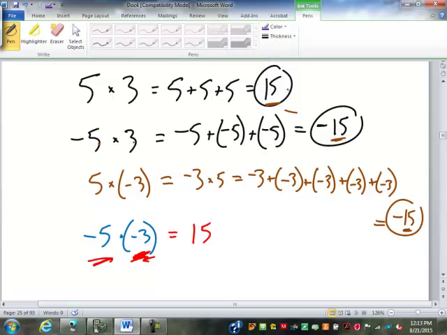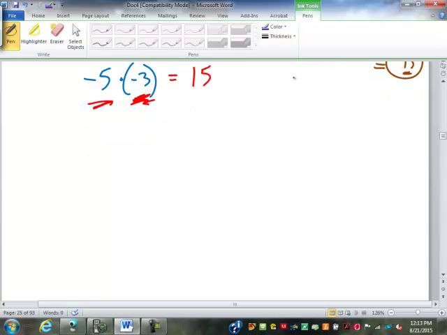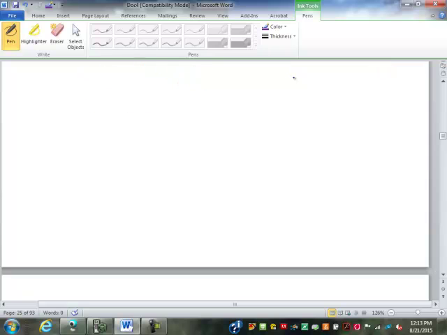This happens actually quite a bit in math, where our basic definition doesn't work for a particular example. So what we do to figure out how to do it is we look for a pattern, and we define the answer to that problem to be whatever makes our pattern work. So we've already established that negative 5 times 3 is a negative 15. So let's keep going with it.